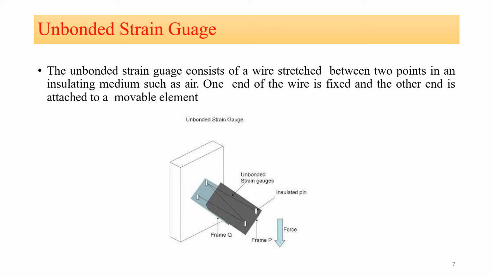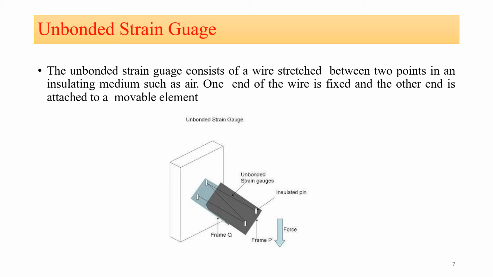Now it consists of two frames, P and Q, carrying rigidly fixed insulating pins, and these two frames can move relative to each other, and they are held together by a spring loaded mechanism. A wire is stretched between two points in an insulating medium such as air, and the wire is kept under tension so that there is no sag and no free vibration.